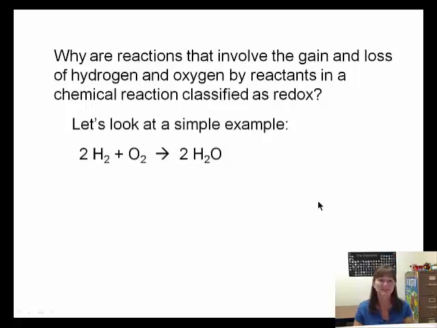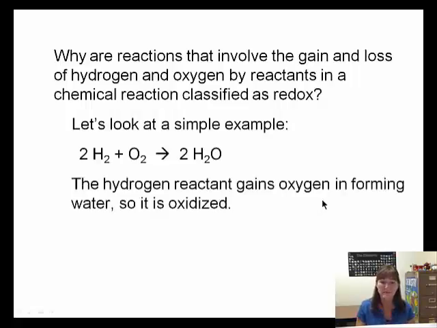So let's look at a very simple reaction where there's changing of the hydrogens and the oxygens. If we look at hydrogen and oxygen gas combining to make water, the hydrogen reactant, right here, when it turns into the water, what happened to it in terms of hydrogen or oxygen? Did it gain oxygen? Did it lose hydrogens? What happened? Well, the hydrogen gas ends up gaining oxygen.